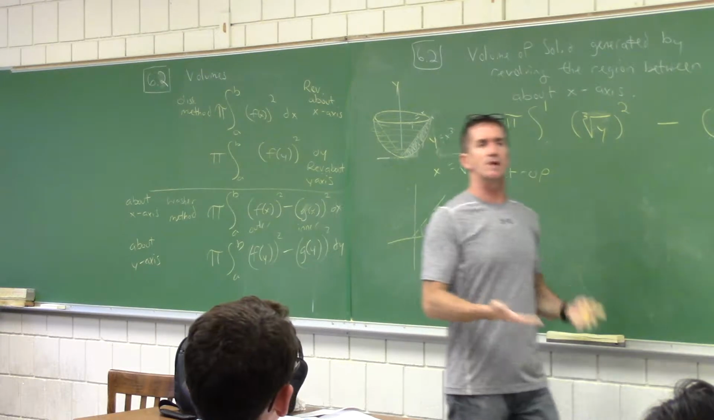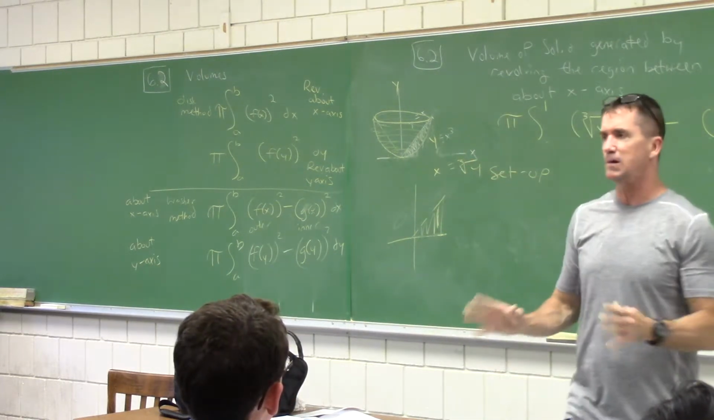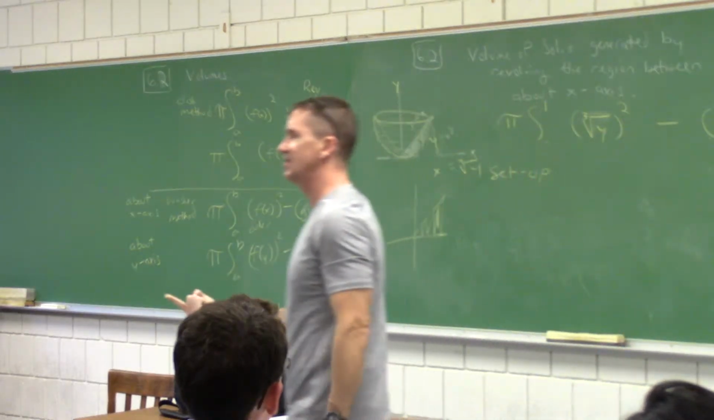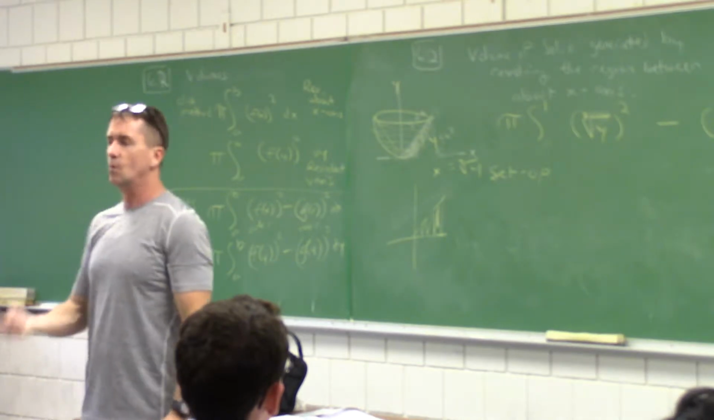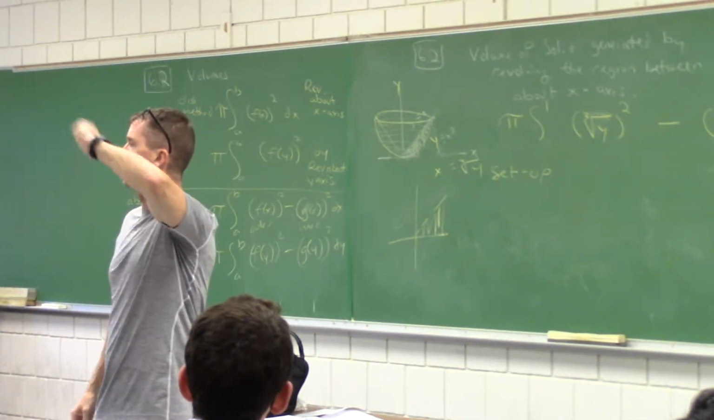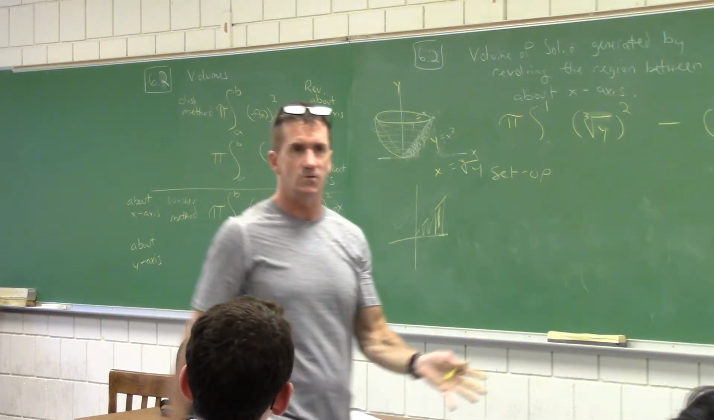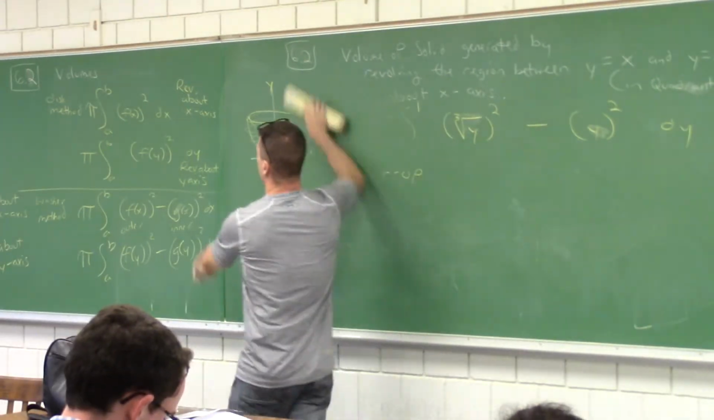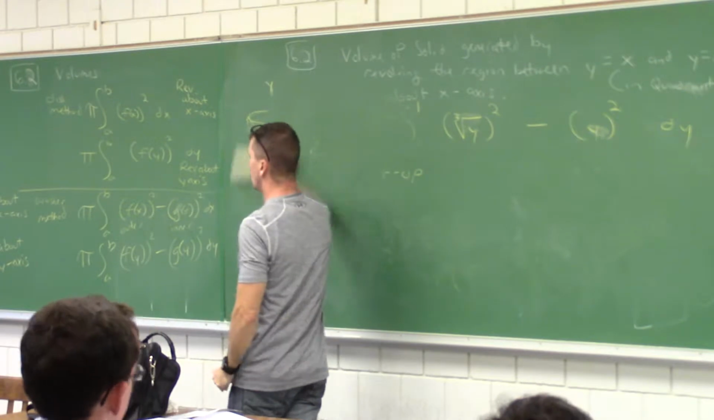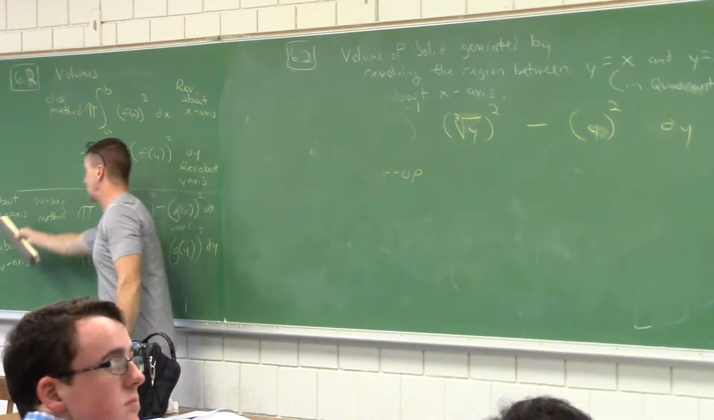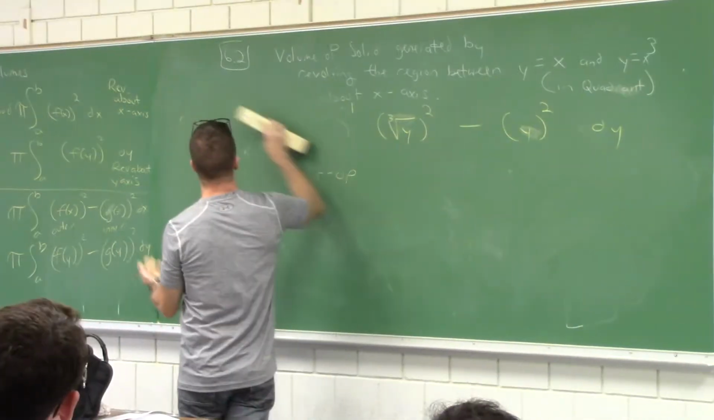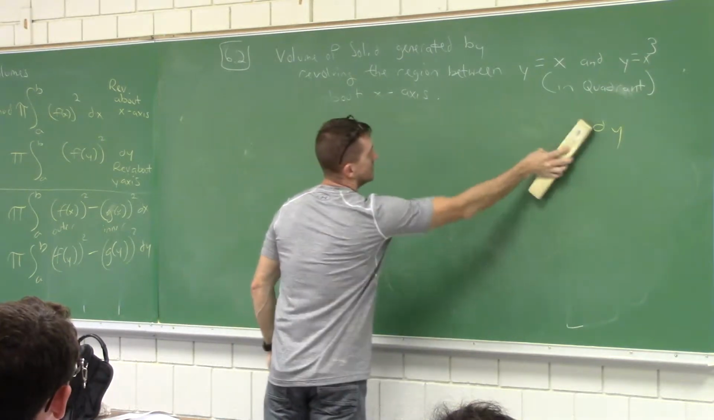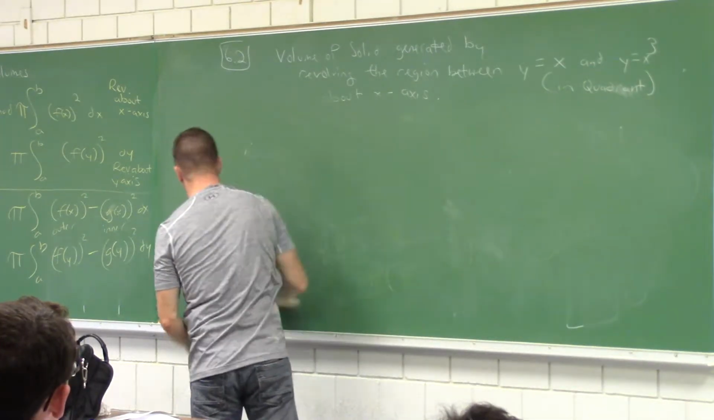Hey, so for the remainder of class, what do we got to focus on? We pretty much hit everything. There's only one thing left for us to do. What if this gets revolved around another line? Okay? So that's what we're going to talk about now. What if this stuff doesn't get revolved about the y-axis, or gets revolved about the x-axis, but gets revolved about some other line?